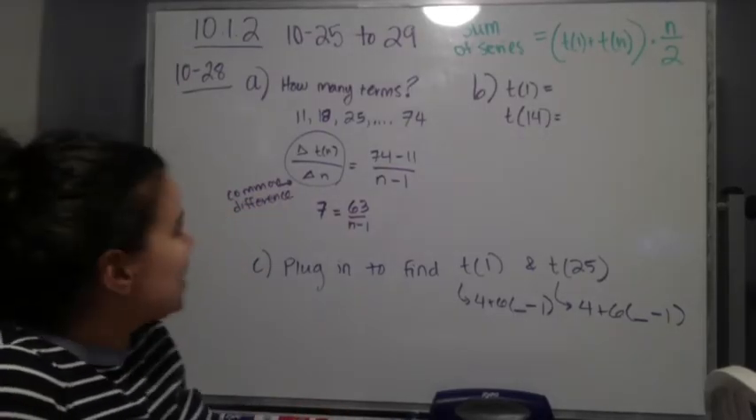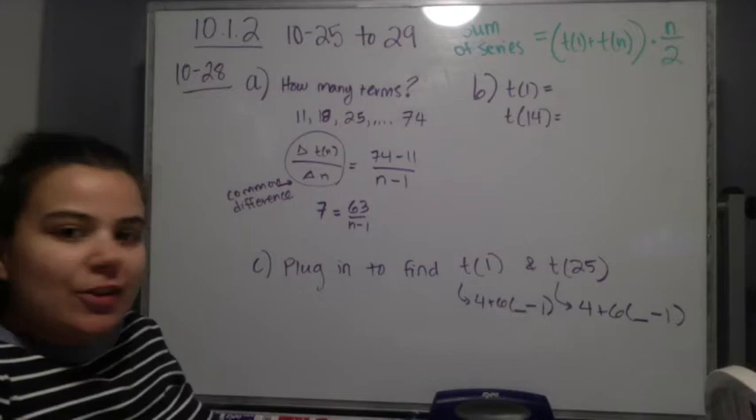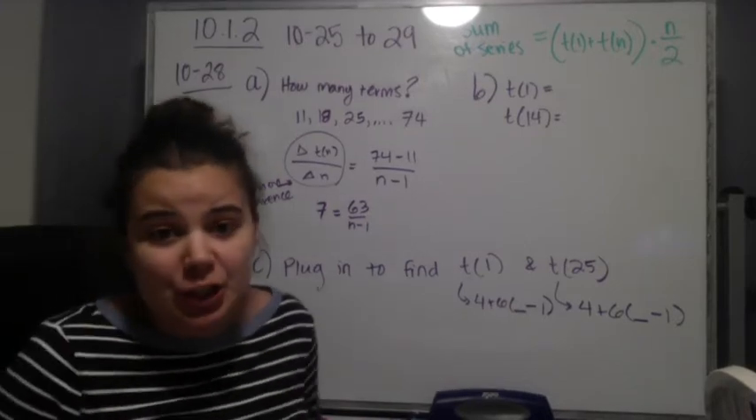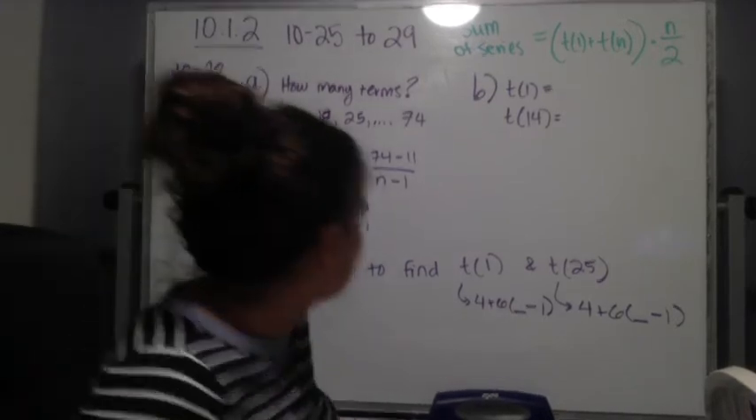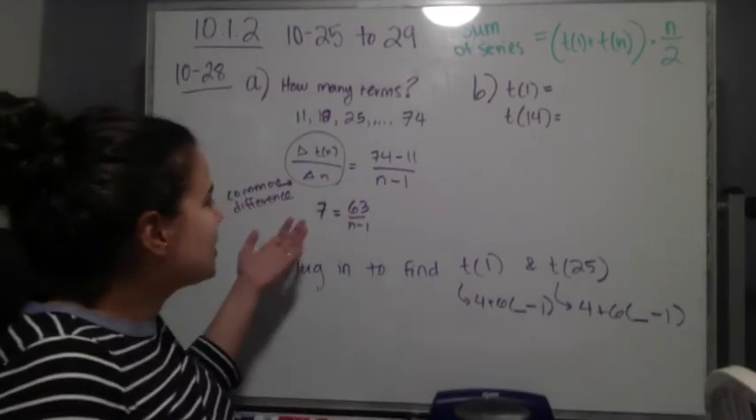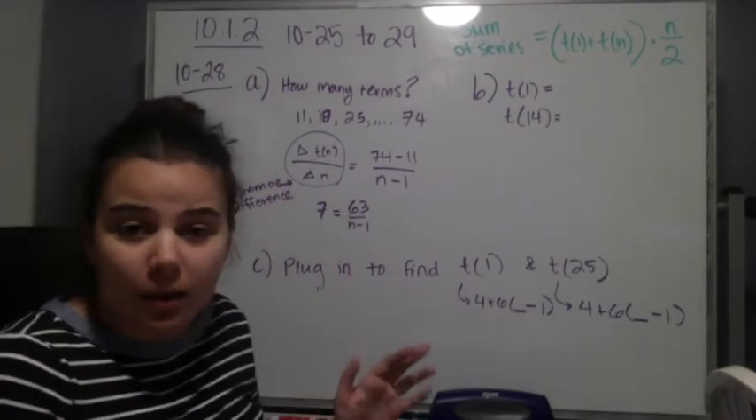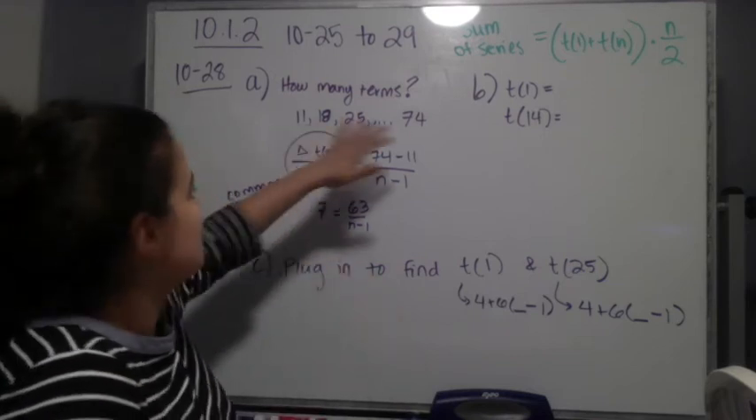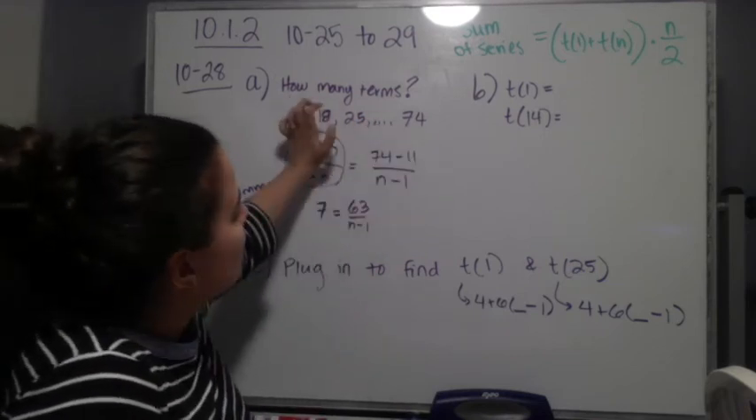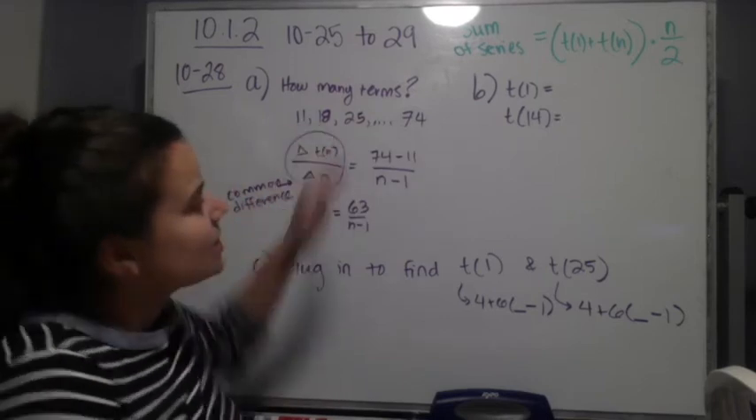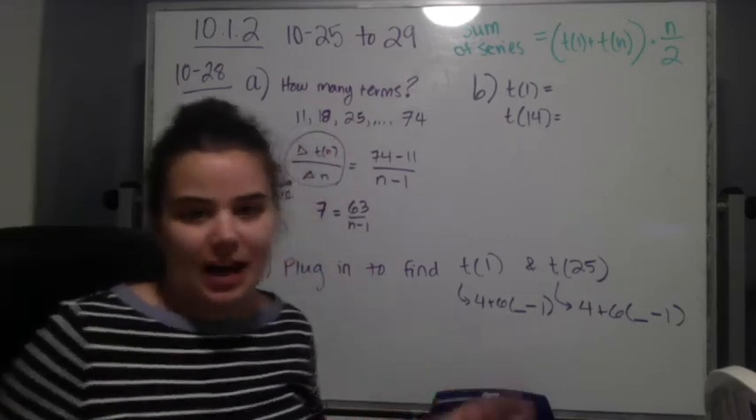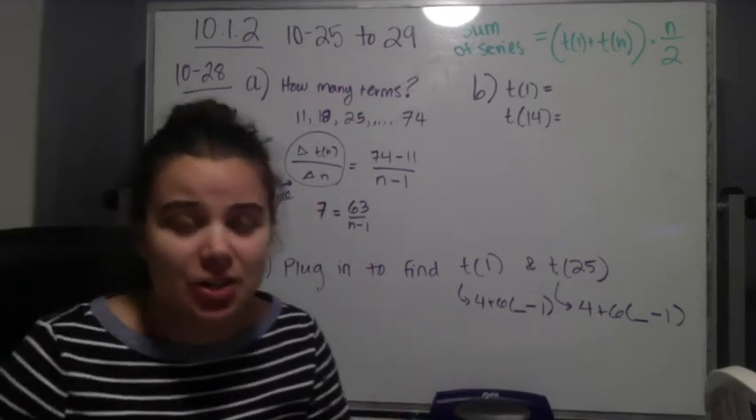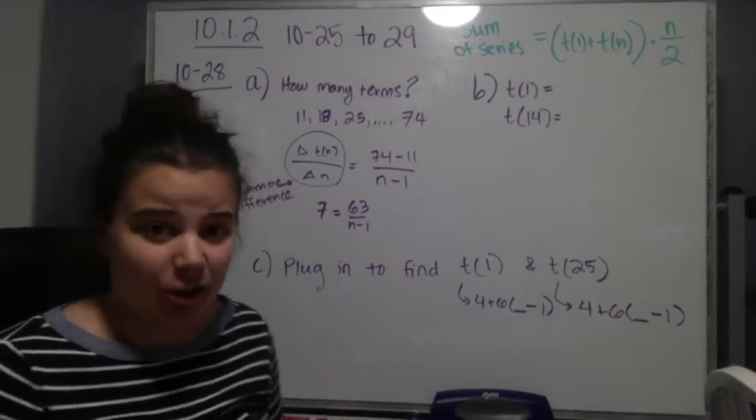So for 10-28, part A, the tricky part is that they don't tell you how many terms there are, so you need to figure that out. I always get confused. Some of you may have just been able to do it in your head: the difference is 7, and 74 minus 11 is 63, and 63 over 7 is 9, so you go up 9 times, and there's 10 terms. If that's what happened in your head, that's great.